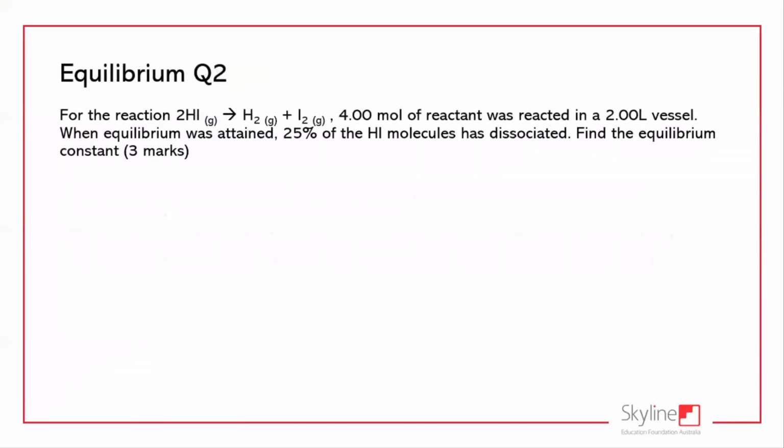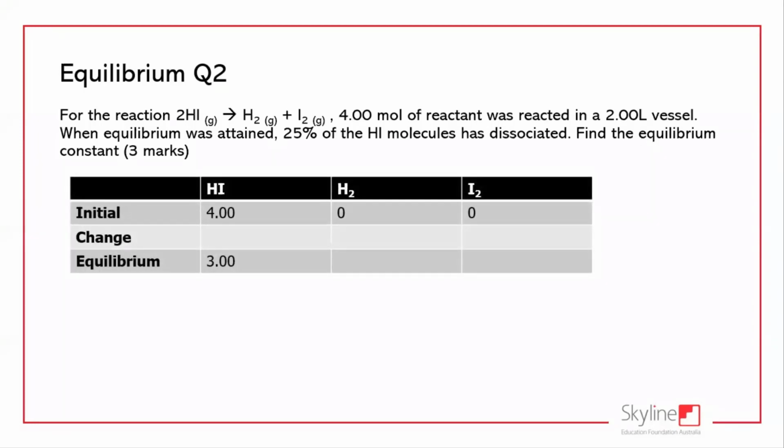Okay. We have a question here. This is where we're going to use an ice table. So we have 2HI becomes H2 plus I2, and 4 mole of the reactant, HI, was reacted in a 2-liter vessel. When equilibrium was attained, 25% of the HI molecules are dissociated. Find the equilibrium constant. Okay. This is where we set up an ice table. ICE, so I initial, C change, E equilibrium.